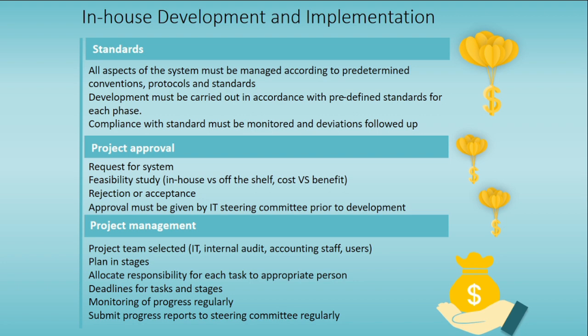The rejection or acceptance stage actually happens at a very high level in the entity. It will happen at governing body or board of director level, where they will sit down and discuss the request, understand what are the results of the feasibility study, and then take a decision to either change the system or to reject this request.